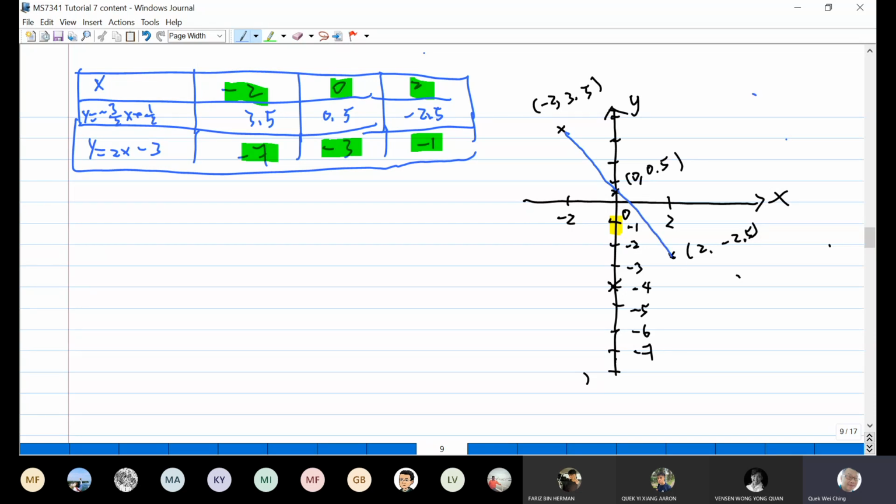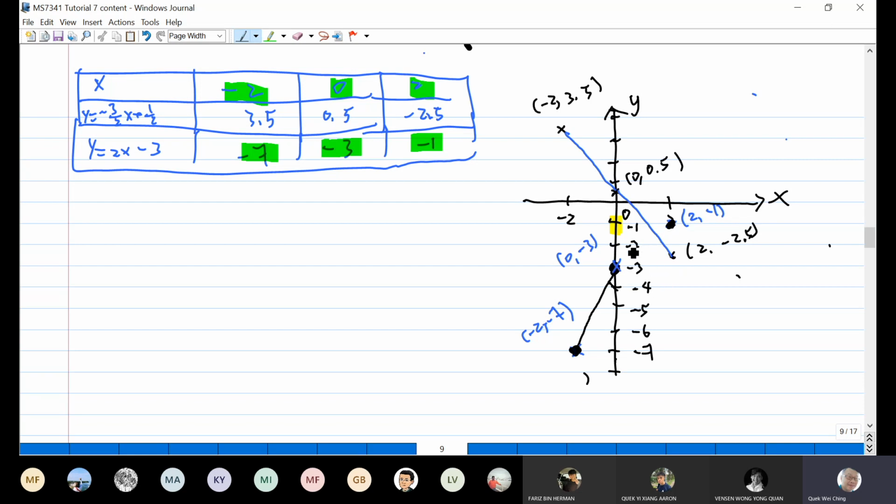So this is the first line. The second line: minus 2, minus 7 is here, and then 0, minus 3 is here, and then 2, minus 1 is here. So 3 points. This point, this point, this point. You can join them together and you get a straight line.